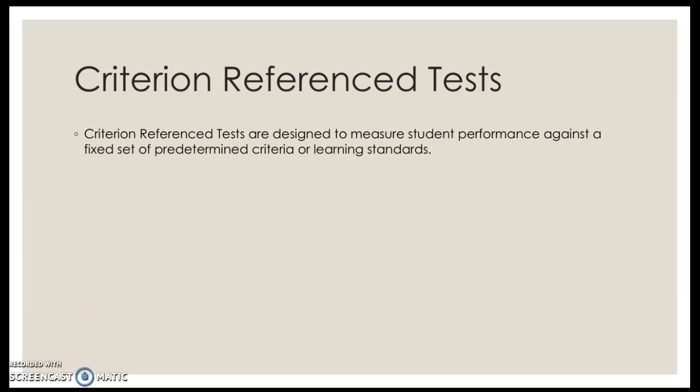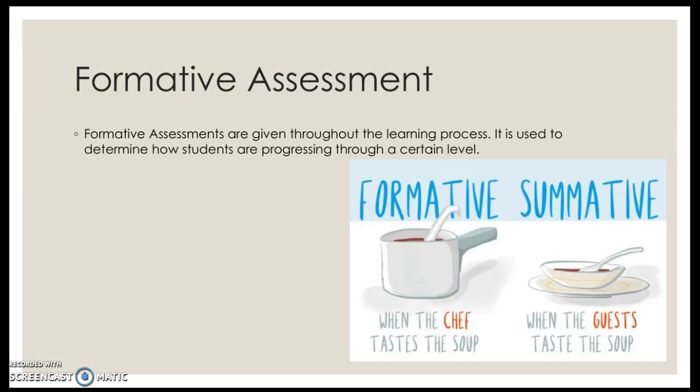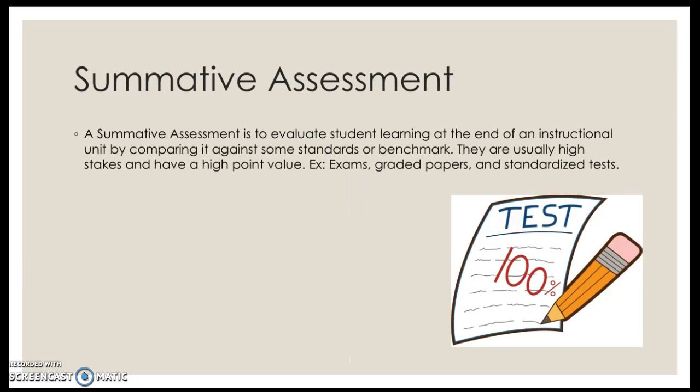First, criterion reference tests are designed to measure student performance against a fixed set of determined criteria or learning standards. Formative assessments are assessments that are given out throughout the learning process. They're used to determine how students are progressing through a certain level. They're not as high stakes as summative assessment. Summative assessments are used to evaluate student learning at the end of an instructional unit by comparing it against some standards or benchmarks. They're usually high stakes and have a point value, for example, exams, graded papers, standardized tests, things of that sort.